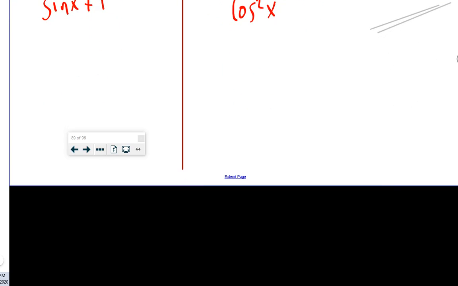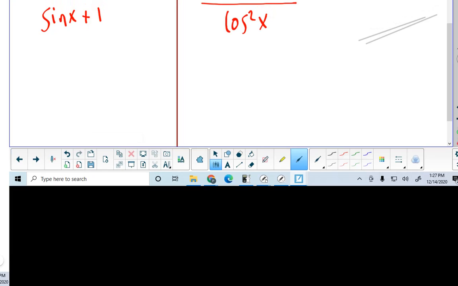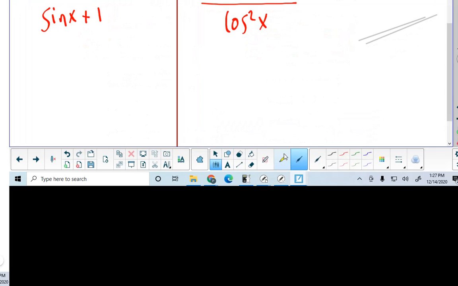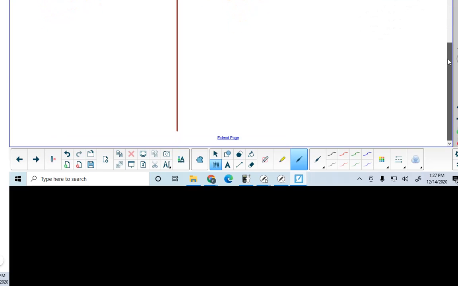Are you guys seeing those blue lines? Yeah. Can't tell you what's going on there. We'll just have to bear with it.